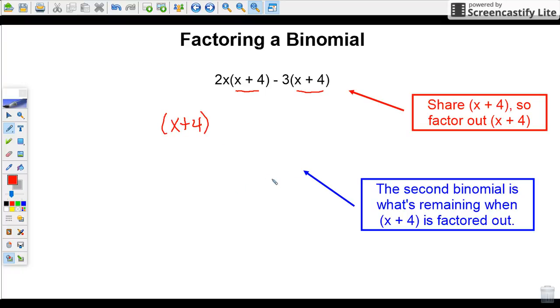When I factor out the x + 4, what's left from this first term is this 2x. What's left from this second term is minus 3. So this second binomial right here is what's remaining when I factor out the x + 4. And then I need to just double check that these are factored completely. I cannot do anything else to x + 4. I can't do anything else to 2x - 3. So here is my factored form.